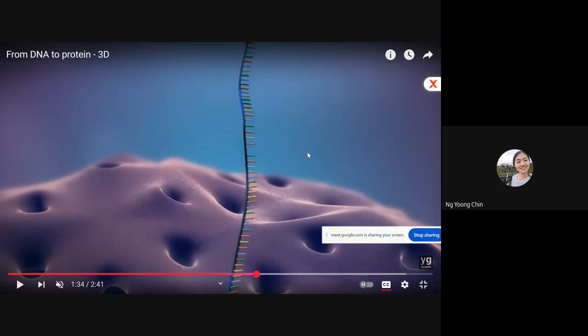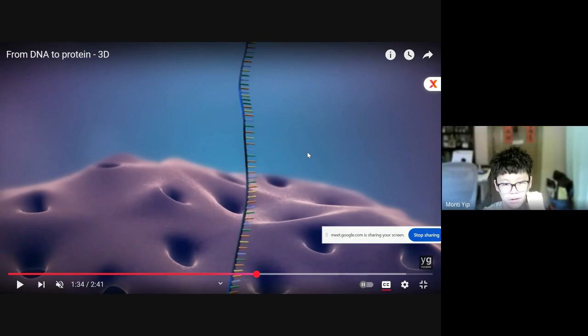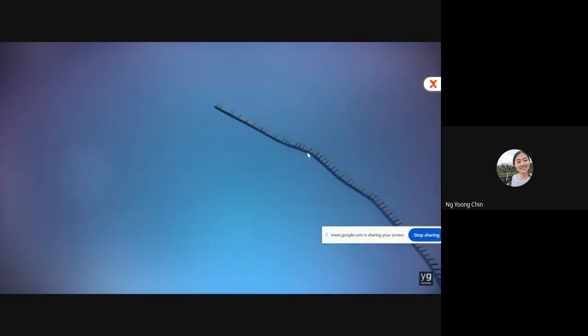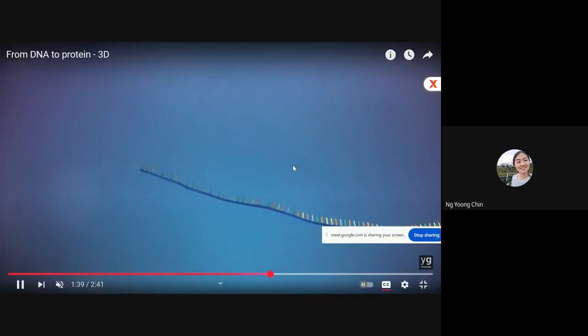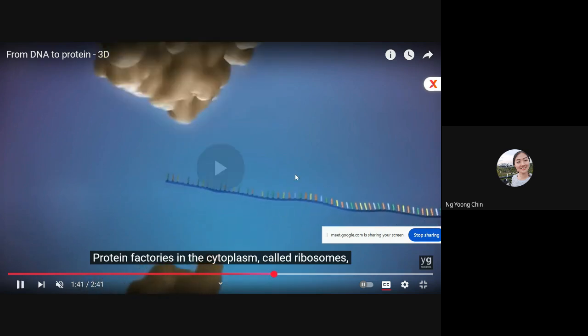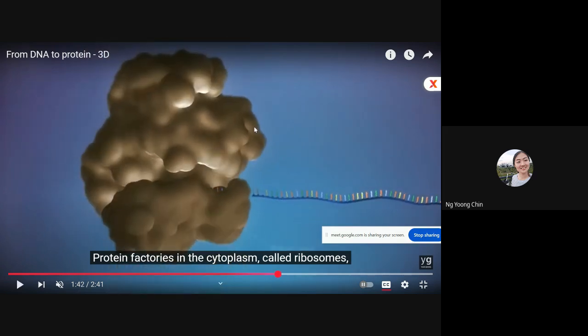Yeah, see, this is single strand RNA. Now they come out already. Then they go to find who? They find the ribosome. You see, mRNA will find the ribosome. This is the ribosome.